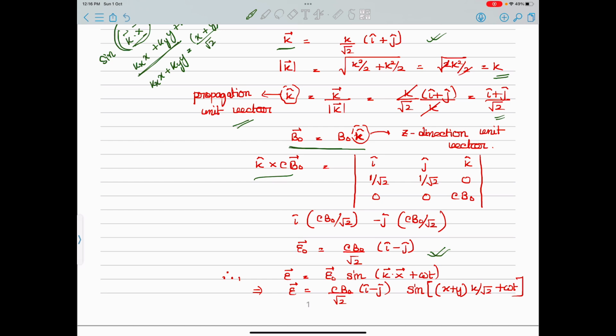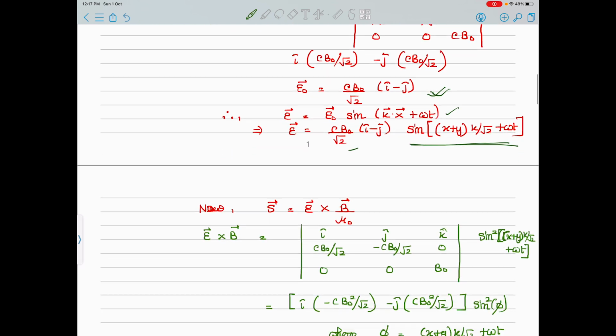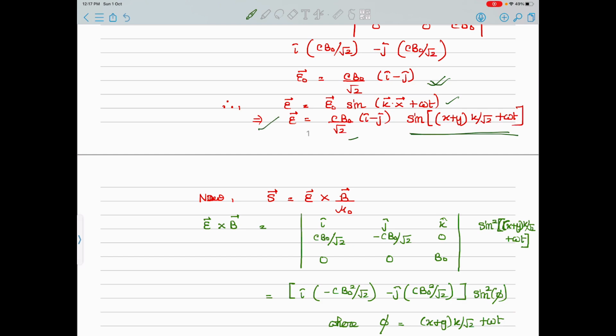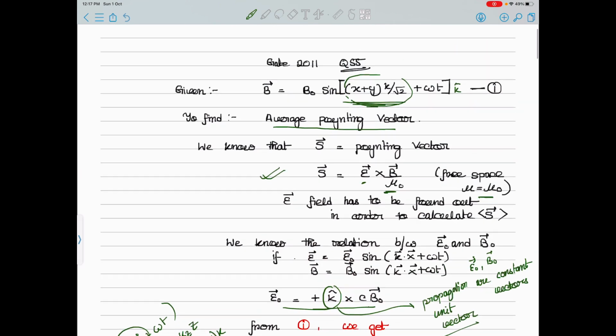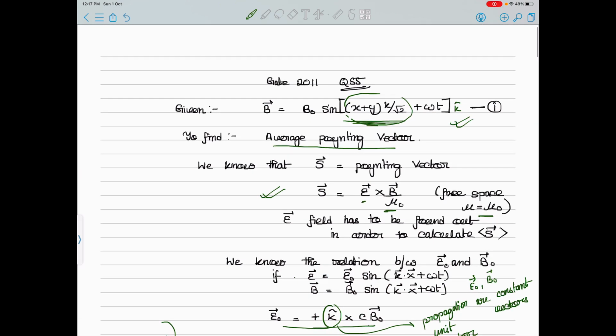Therefore, what is the electric field? It is given by E naught sine (k·x plus omega t). Therefore, E will be equal to c B naught by root 2 (i minus j) sine ((x plus y) k by root 2 plus omega t). This phase part will not change because this is the EM wave, particularly the information carried by the EM waves. The only thing that will change is E naught if we write in terms of electric field, and B naught in terms of magnetic field. That's all. So we have found the electric field vector when the magnetic field is given in this way.